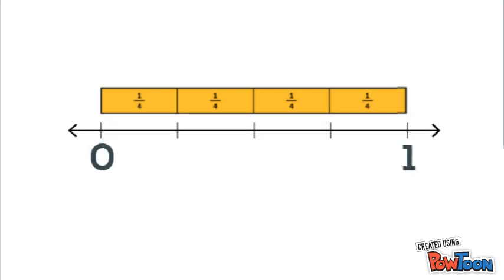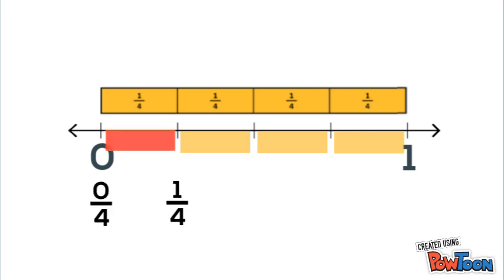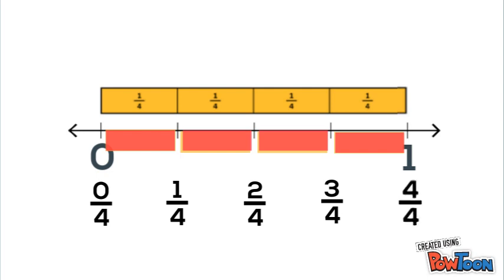Next, we have a visual model of fourths. If we put a number line under this one, we can see that there are 4 gaps between 0 and 1, which is why our denominator is 4. Since we know the denominator is 4, we can say that 0 is equivalent to 0 fourths. The first gap would be 1/4, then 2 fourths, 3 fourths. Then we could say that 1 is also equivalent to 4 fourths.